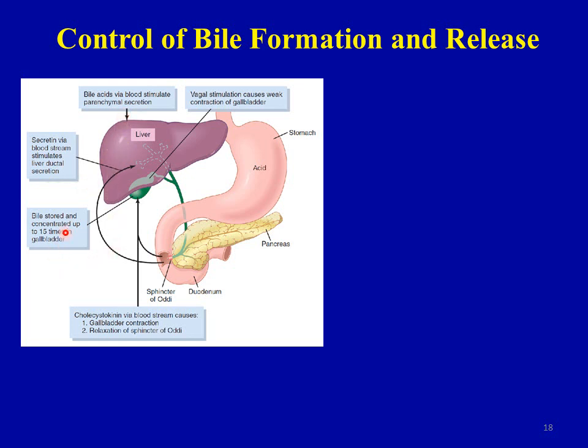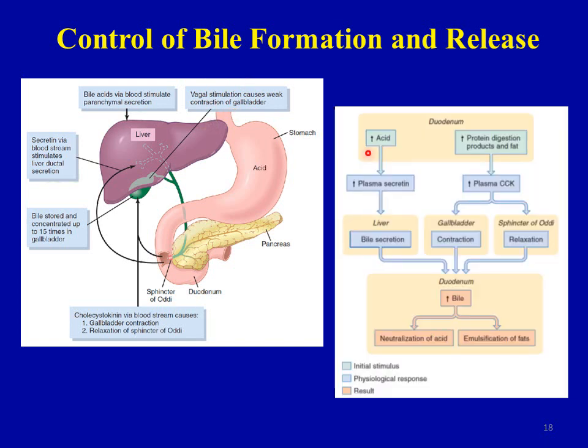For the gallbladder, the bile will be stored and concentrated up to 15 times in the gallbladder. Then the gallbladder emptying will be potently stimulated by cholecystokinin, which stimulates gallbladder contraction and relaxation of the sphincter of Oddi. As I said, vagal or parasympathetic stimulation has a weak effect on gallbladder contraction.